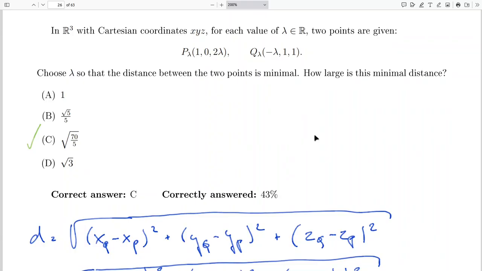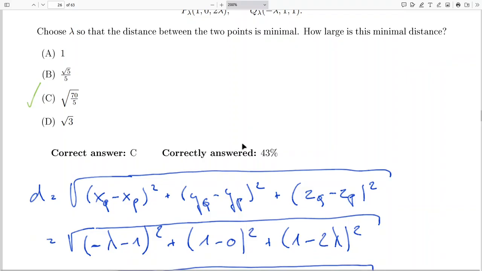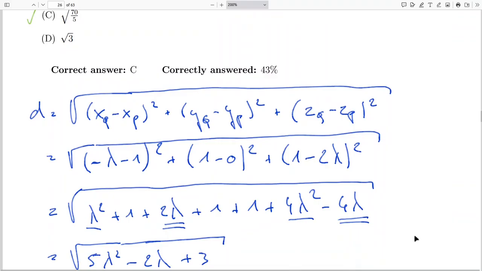Well, the distance between 2 points is simply the square root of the sum of the squared differences, so the square root of (xp minus xq) squared plus (yq minus yp) squared plus (zq minus zp) squared. If we fill that in, we'll get (minus lambda minus 1) squared plus (1 minus 0) squared plus (1 minus 2 lambda) squared, and the square root out of that.